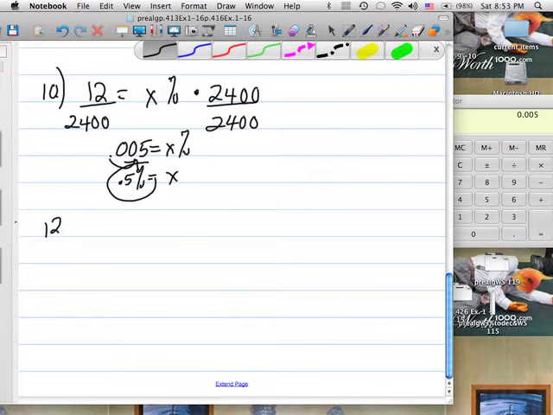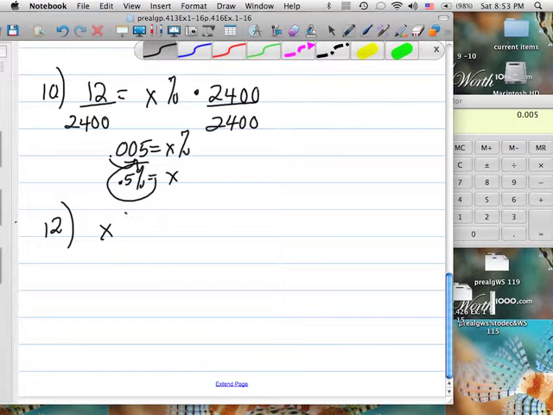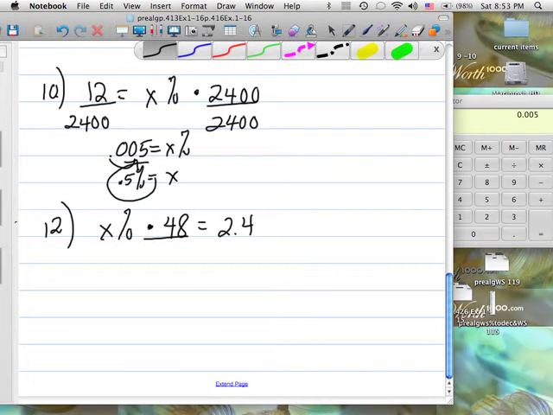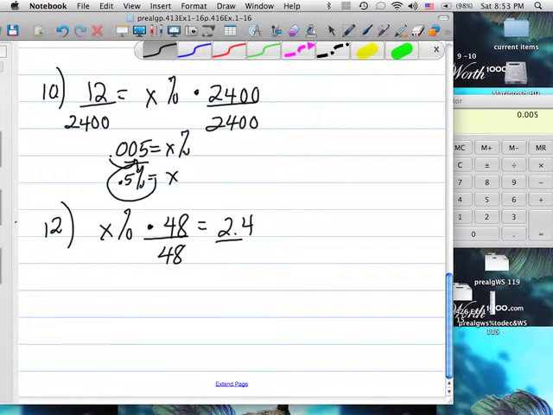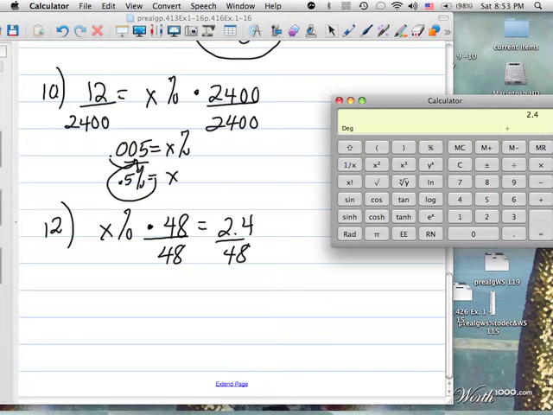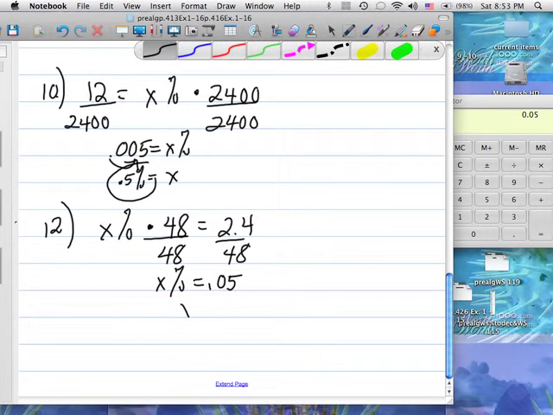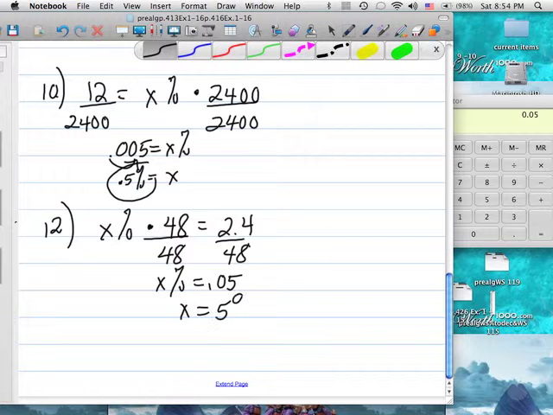Problem number 12, what percent, X percent of times 48 is the equal sign 2.4. Solving for X percent, we want to divide both sides by 48. So 2.4 divided by 48 is 0.05. So X percent equals 0.05, and we want to change that to its percent, so move it 2 to the right. That is 5%.